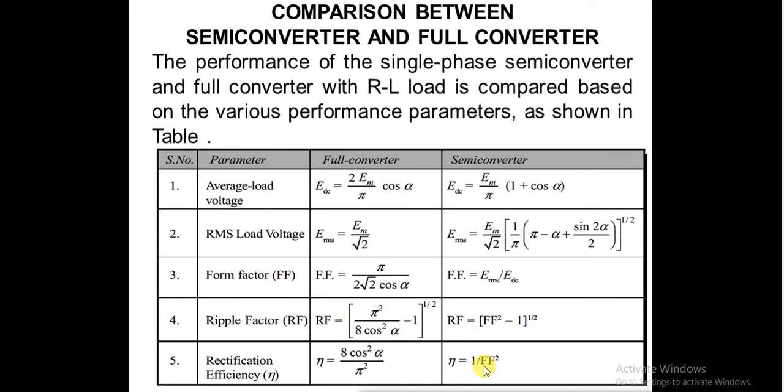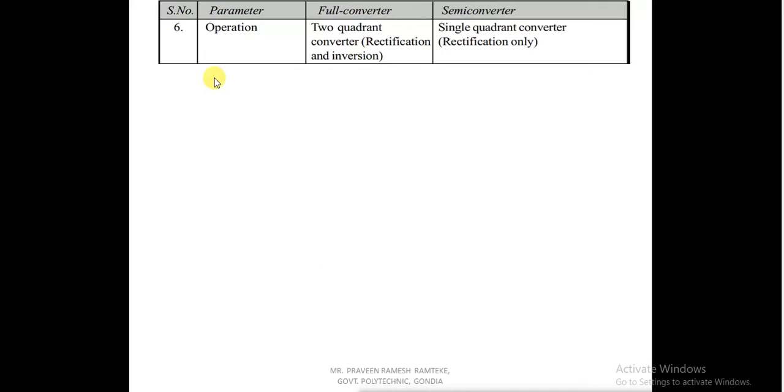Next parameter is operation. In full converters, they are operated in two quadrants. Hence, they are also called two quadrant converters. They work in a rectification quadrant and also in the inversion quadrant. If the firing angle is less than 90 degrees, they work as a rectification converter, and if the firing angle is more than 90 degrees, then inversion mode takes place. Whereas the semiconverters operate only in rectification mode, it's single quadrant operation.